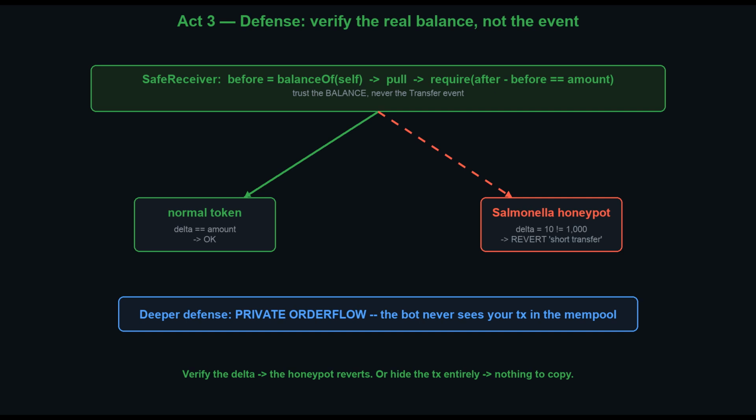And the deeper, real-world defense is private order flow. Send your profitable transactions through a private channel so a copy bot never sees them in the mempool in the first place. Let's build the balance check and prove it.